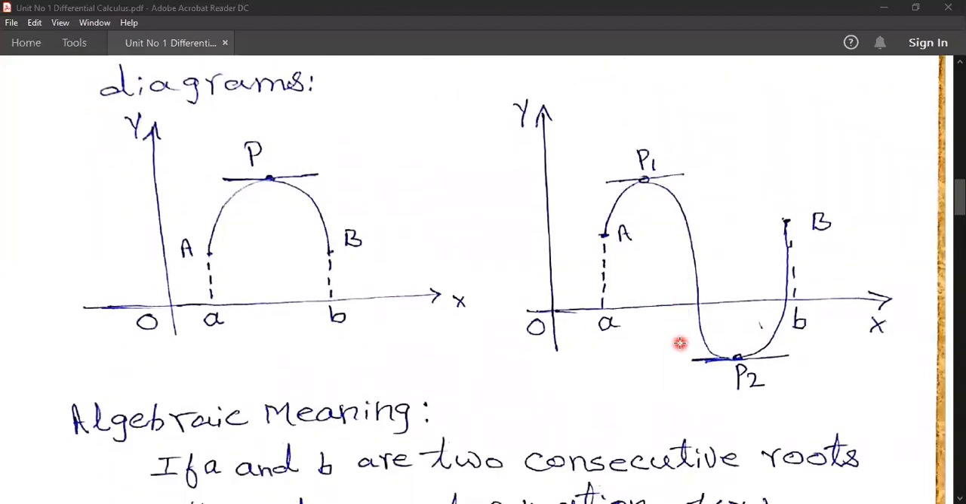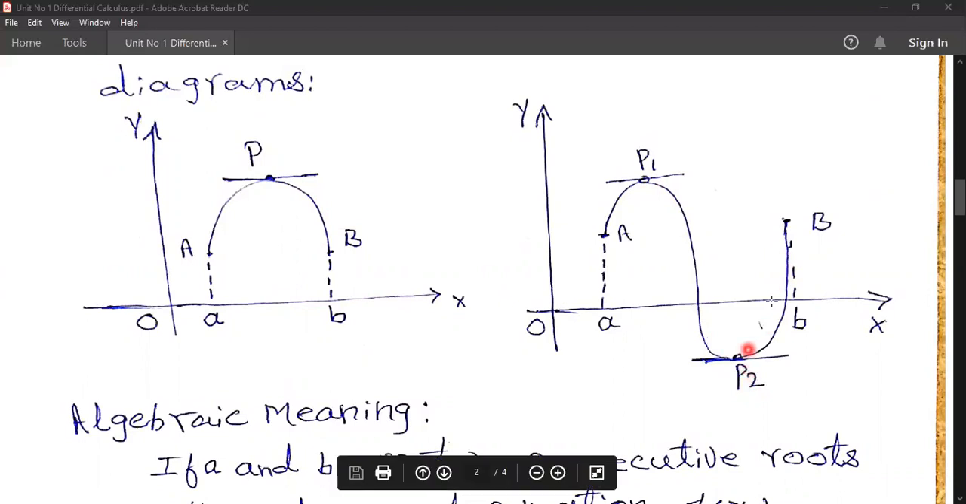So this becomes the geometrical implication of Rolle's theorem, or indirectly we have proved that between A and B there exist points P at which the tangent is parallel to the x-axis. That means f dash of c is equal to 0 between A and B. Here also f dash of c1 is equal to 0 and f dash of c2 is equal to 0 at these two points P1 and P2.